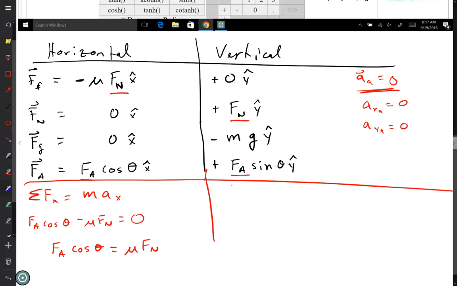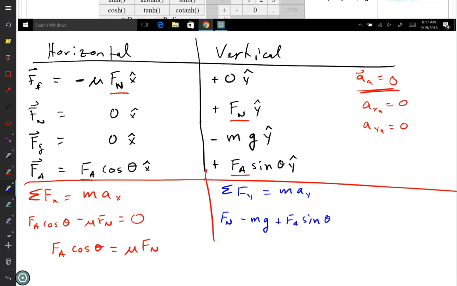So look in the other side. Sum of the forces in the Y direction is equal to MA in the Y direction. Looking at the column above, once again, I just take force normal minus mg plus F_A sine of theta. So that's all the things in the column. That's the sum of my forces in the Y direction is equal to, and the acceleration in the Y direction was 0. So now I have another equation, and I need to combine these to eliminate one force.